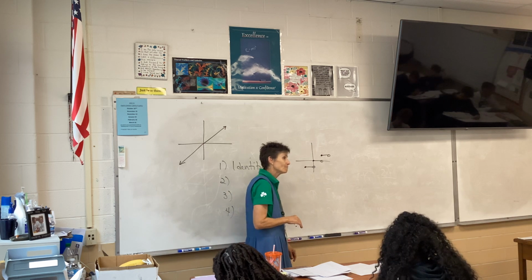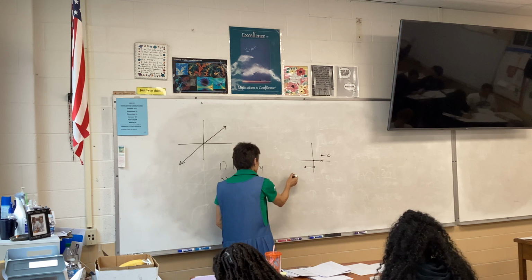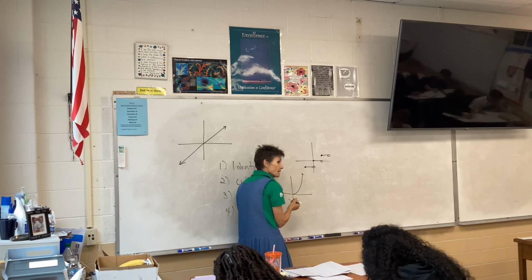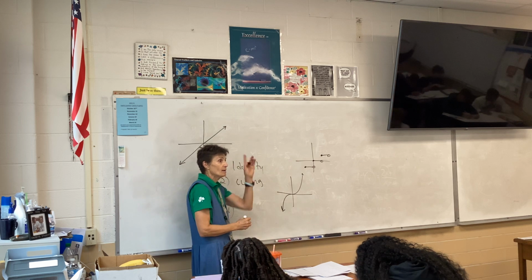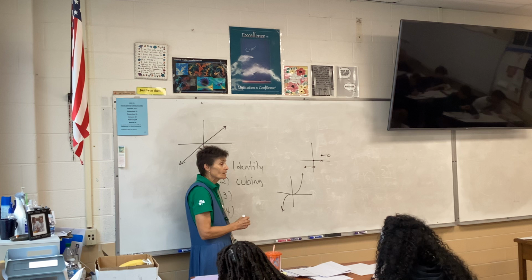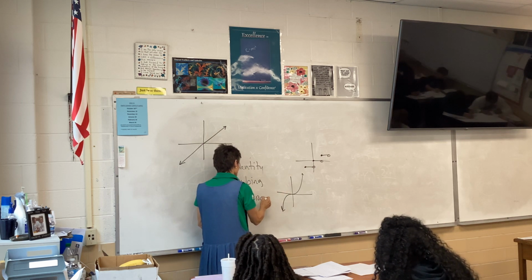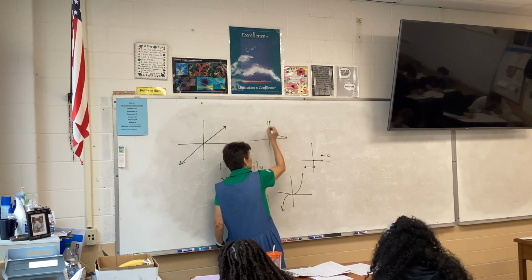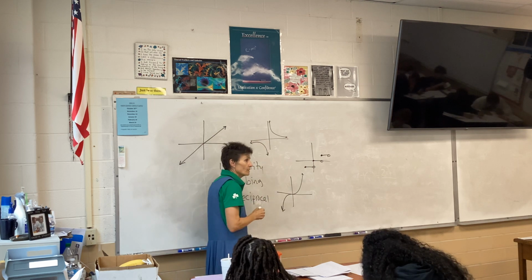Okay, Braden? Cubing function, absolutely. Because think about when you draw a cubing function. In quadrant 1, you have this shape, and in quadrant 3, you have the same shape flipped 180 degrees. Perfect. Katie? The reciprocal function? Absolutely. The reciprocal function is odd because what you draw in quadrant 1 is exactly what you draw in quadrant 3.